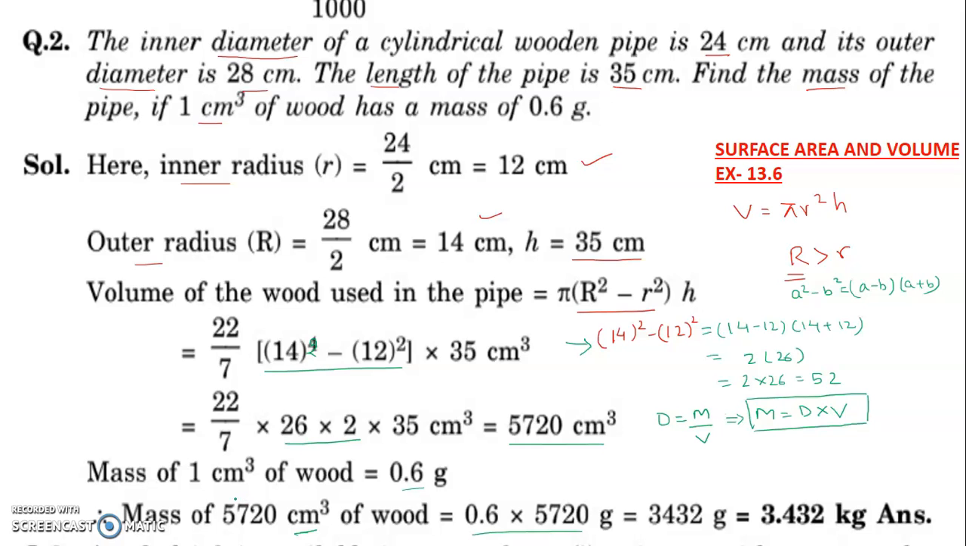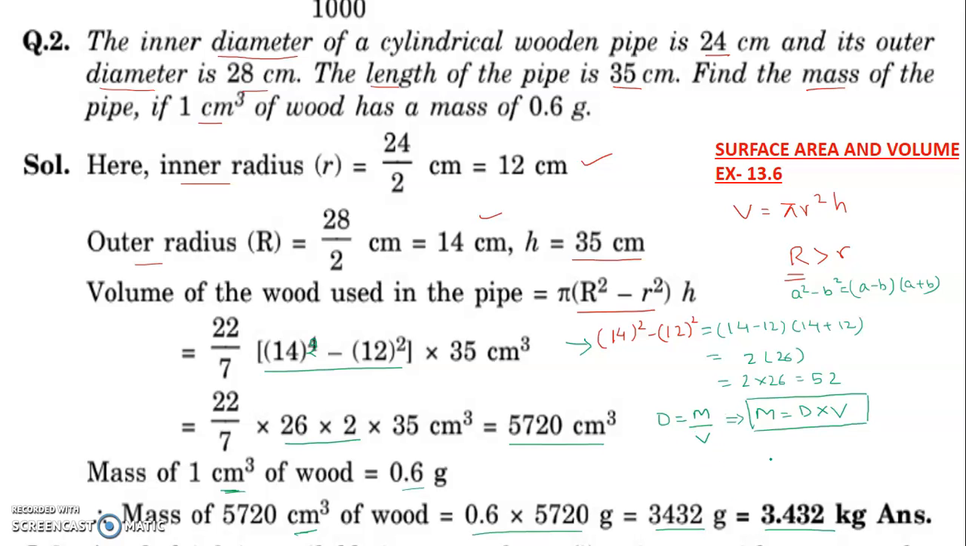See here, 1 centimeter cube is equal to 0.6 grams. So 5720 into 0.6 will give me 3432 gram. And this is in gram, so how much will it be in kg? 1 kg is 1000 grams. So divide by 1000, so 3432. After 3 places of decimal, it is 3.432 kg.